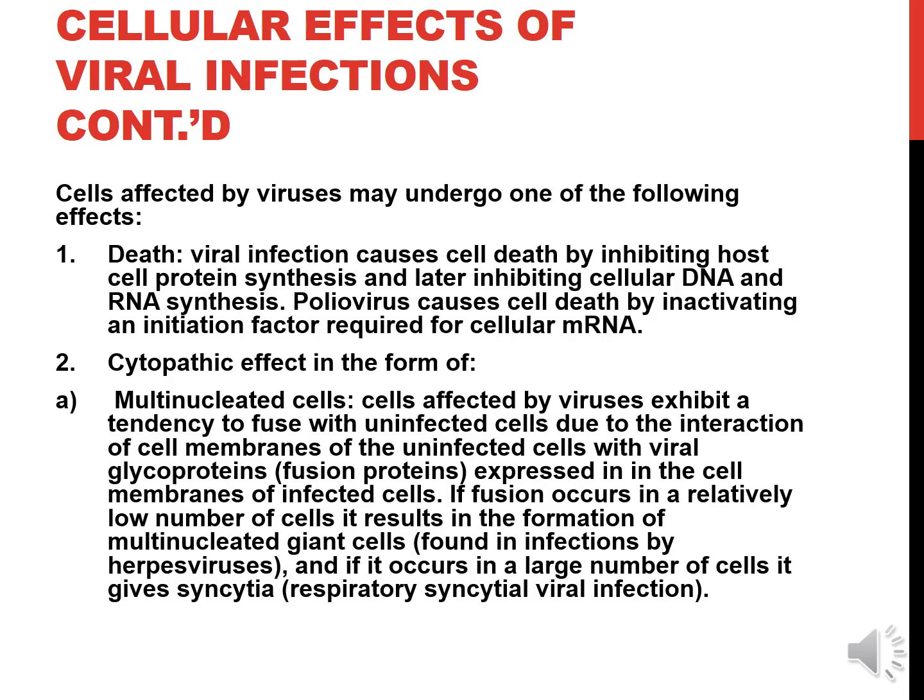Next is cytopathic effect in the form of multinucleated giant cells. This happens when the cells infected by the virus exhibit a tendency to fuse with the uninfected cells due to the interaction of cell membranes of the uninfected cells with viral glycoproteins, which are also known as fusion proteins, which are expressed in the cell membranes of the infected cells. If fusion occurs in a relatively low number of cells, it results in the formation of multinucleated giant cells, which are found in infections caused by herpes virus. And if it is occurring in a large number of cells, it may give rise to a structure called syncytia, as in respiratory syncytial viruses.